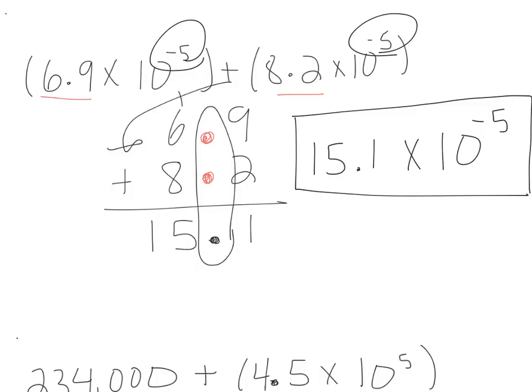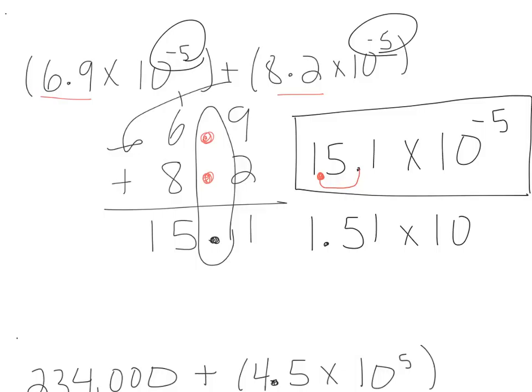So I need to make it so that my number is between 1 and 9. So I'm going to move this decimal point back 1 spot so that it's now between 1 and 9. I'm going to rewrite that 1 and 51 hundredths. And this is times 10 to the, now we got to figure out 10 to what power.